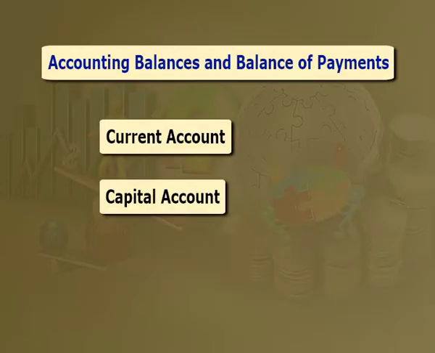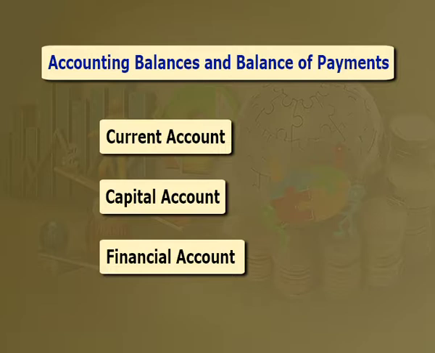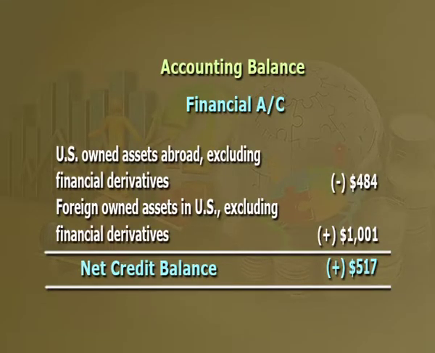The third part of the balance of payments is the financial account. It shows the change in US owned assets abroad and foreign owned assets in the US. Table 1 shows that in 2011, US owned assets abroad increased by negative $484 billion, excluding financial derivatives, while foreign owned assets in the US, excluding financial derivatives, increased by positive $1,001 billion. This gives a net credit balance of positive $517 billion.